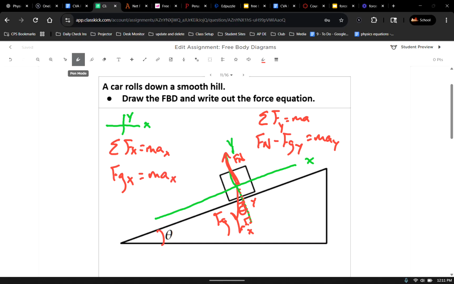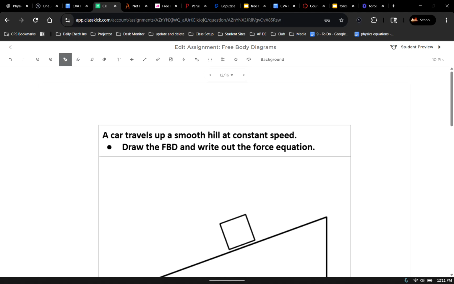So we get FGX equals MAX. Now, if there was friction, we would subtract out friction. So you're still subtracting out friction. So nothing new with that. All right, and then you're gonna do 12, 13. We got another one. Car rolls down a rough hill. So here's a friction example.